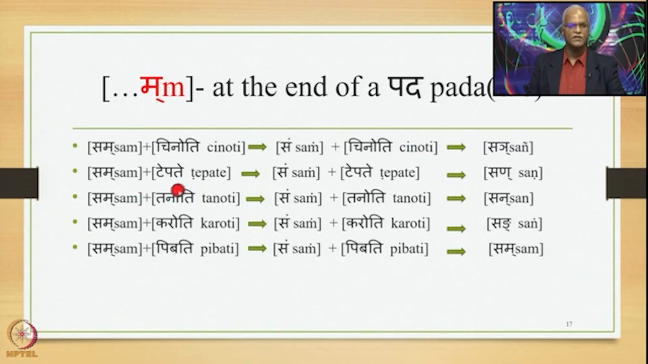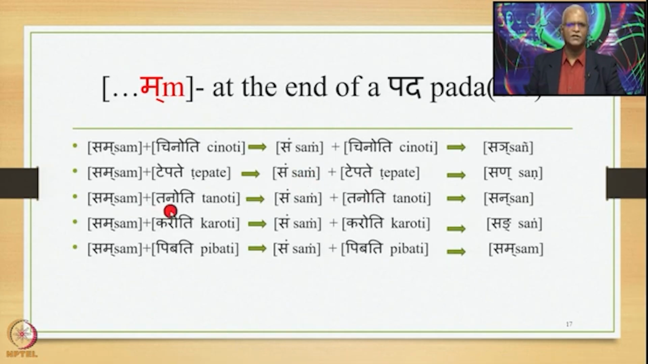Then we have sam plus tepate, and this is an input. 8323 applies and the output generated is sam plus tepate. This becomes an input for 8459 and the output generated is the nasal parasavarna of t, which is na. So we have san plus tepate, and optionally we also have sam plus tepate as output.